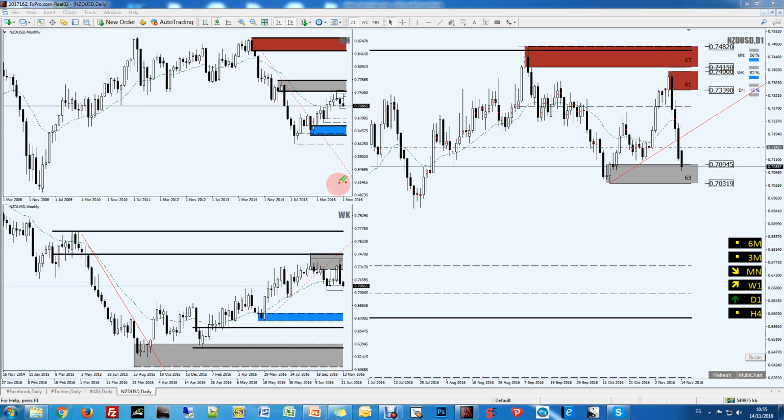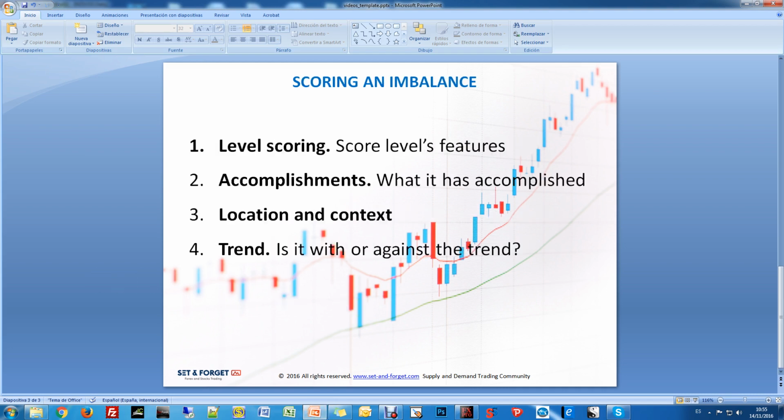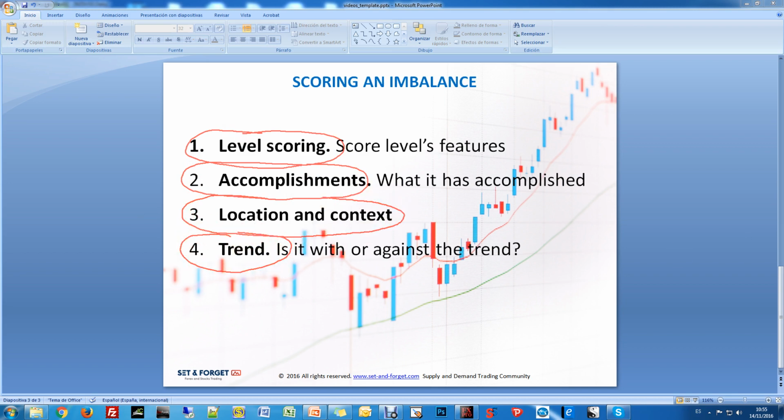So when we score these levels, now we need to take into consideration several features. While scoring the level, we score the levels by itself, by the level's features like departure, freshness of the level, time at the base, compression at the level, good base or no, risk reward, profit potential, and all that. That's the level scoring. Then we score its accomplishments, then where it is located and its context, and then if it goes with the trend.